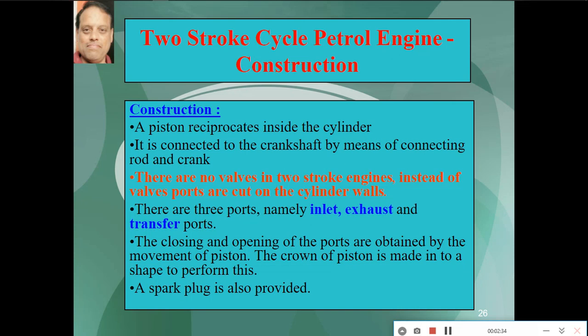The crown of the piston is the top of the piston. The top of the piston has a concave shape so that it can create a swirling of the gas on the top of the cylinder. A spark plug is a must for a petrol engine, whether it is 2-stroke or 4-stroke. We have seen that at the piston top there is a spark igniting the fuel.